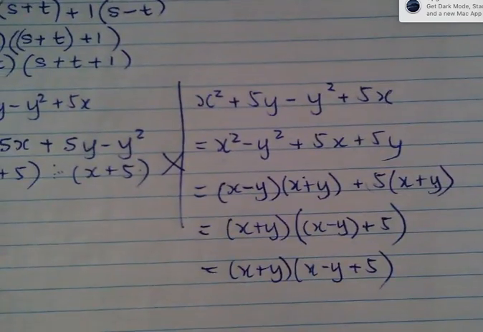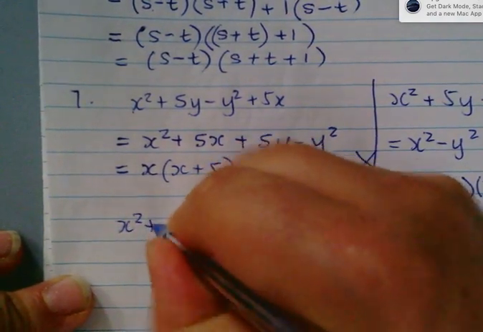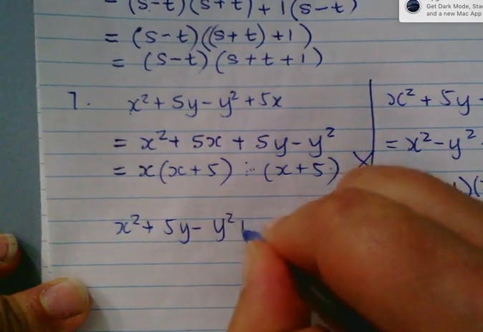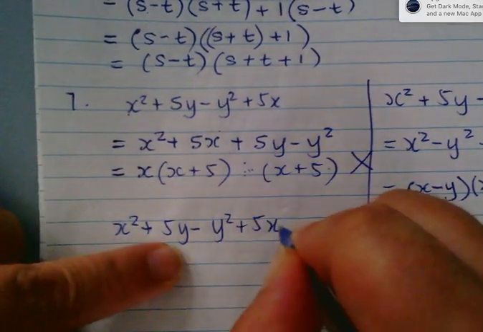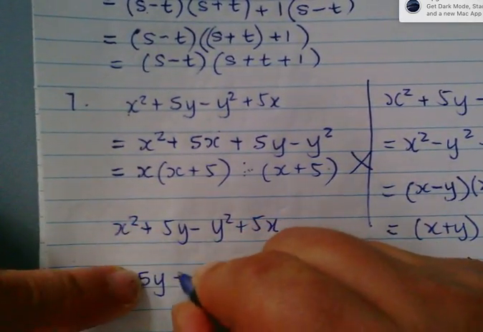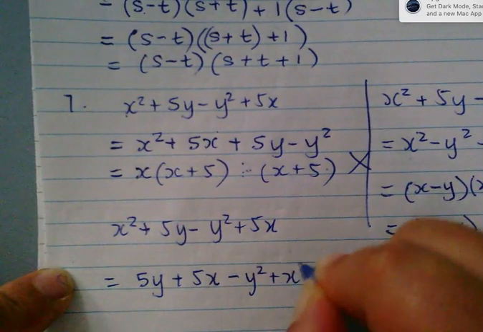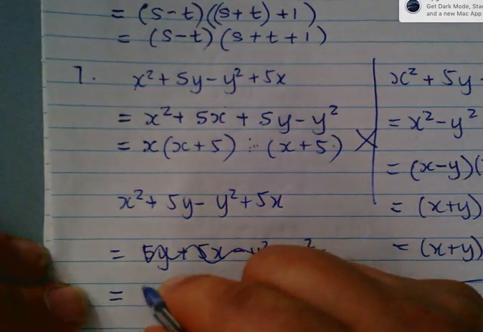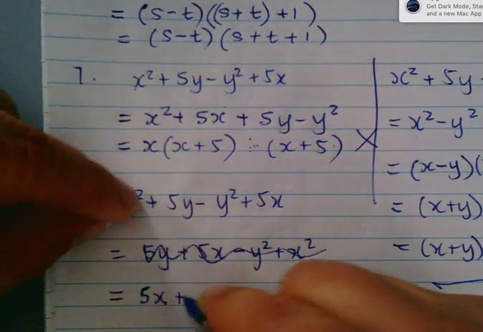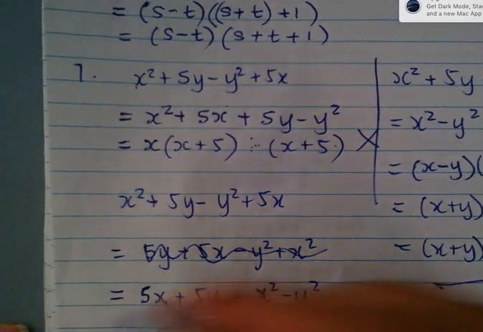Okay, now, you could have also rearranged those in a different way, so that's one way you can do it. You could have also done it like this. So x squared plus 5y minus y squared plus 5x. You know, when we put the 5x next to it, that didn't work, but you could have also gone like this and gone 5y plus 5x, like rearrange those 2 together, minus y squared plus x squared. Actually, I'll probably do it the other way. I'd go 5x plus 5y plus x squared minus y squared. That's another way you could have done it.